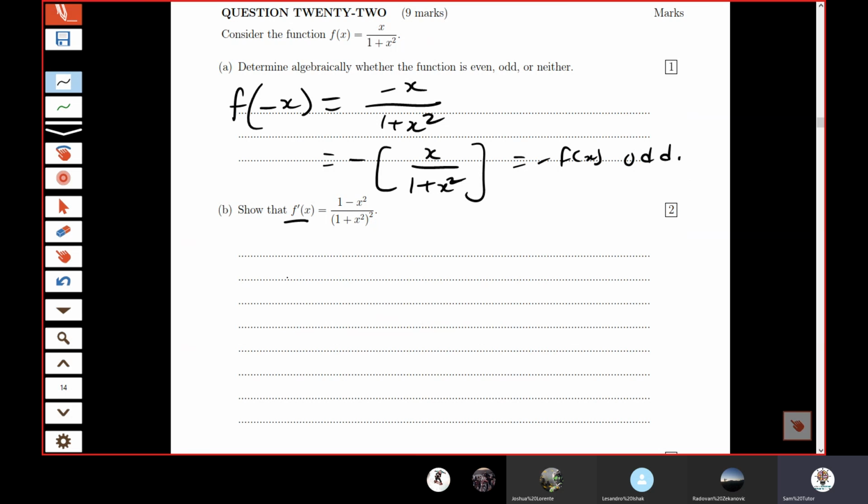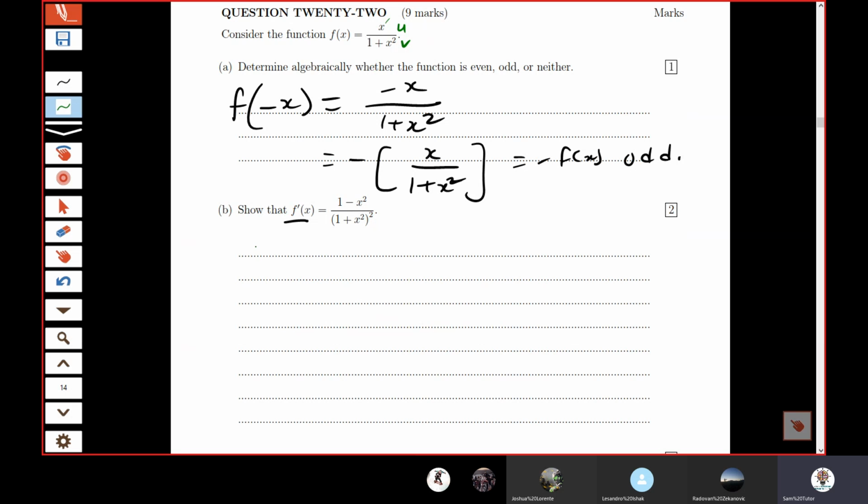Show f dash is this. You have to use what? Quotient rule. It's divided. I always use product rule. Product is multiplied. No, if it's divided, you use quotient rule. If it's multiplied, you use product rule. The only time you bring it up is if this was just a constant. Good, keep that in mind. If it's 2x divided, use quotient rule. If it's a constant on top, then you do what you said before.